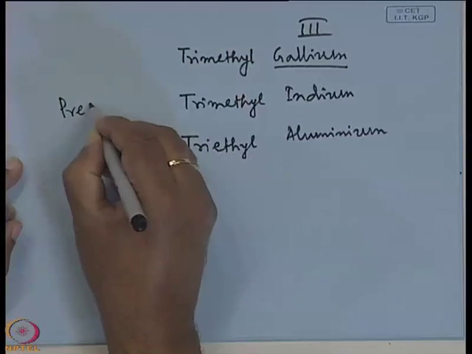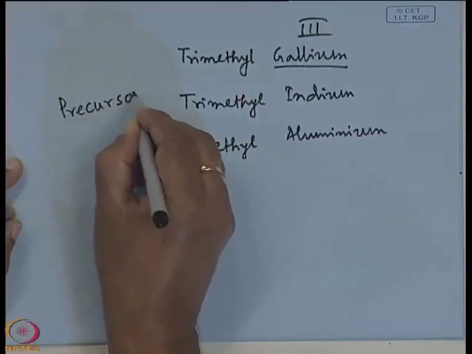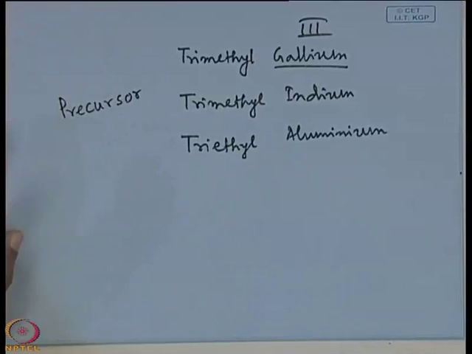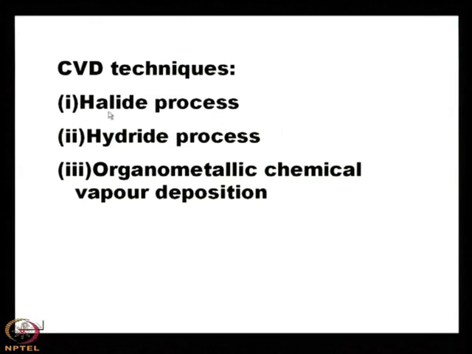There are some personnel who work on organometallics. There are some advantages of organometallic sources. These are basically known as the precursor, P-R-E-C-U-R-S-O-R, precursor. You have to start from a precursor. Your precursor can be halide, hydride, or organometallic. Okay. So, these are the precursors to start a reaction.